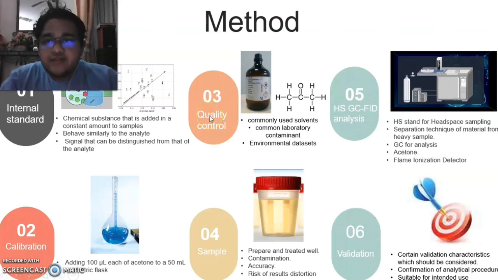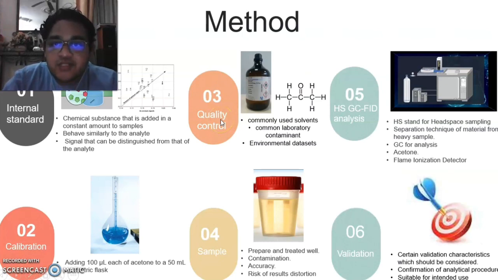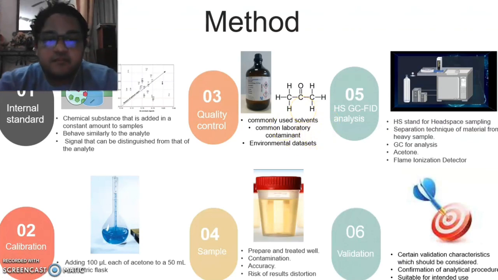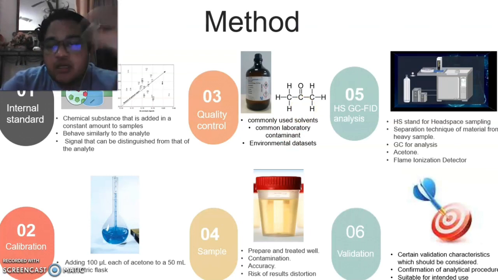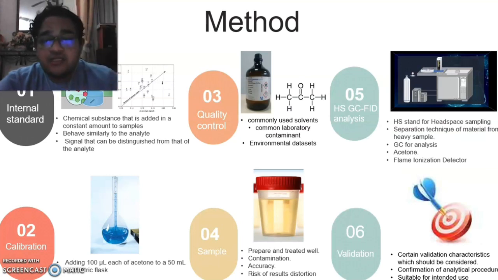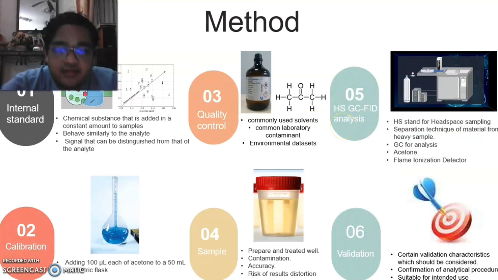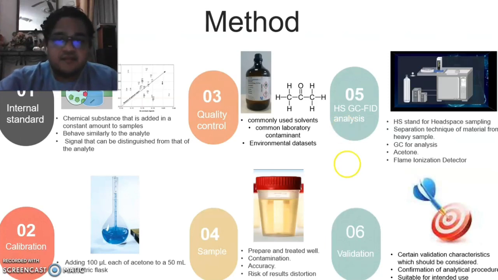So we go to the next step, which is quality control. The reason why we use acetone for calibration is that it is commonly used as a solvent. So when it's commonly used as a solvent, it is a really common laboratory contaminant, and it also appears in environmental data sets as low concentration false positive detects.